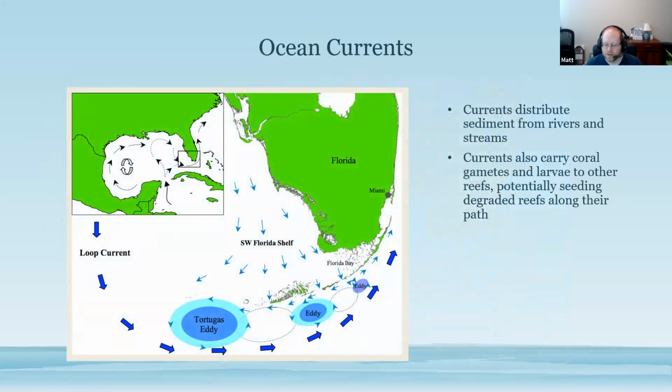The ocean current data will be the trickiest to incorporate into the analysis due to how currents interact with hydrology and land use to spread sediment. They also carry coral gametes and larvae to other reefs, potentially seeding degraded reefs along their path. So they can have both a positive and a negative effect on a restoration site.